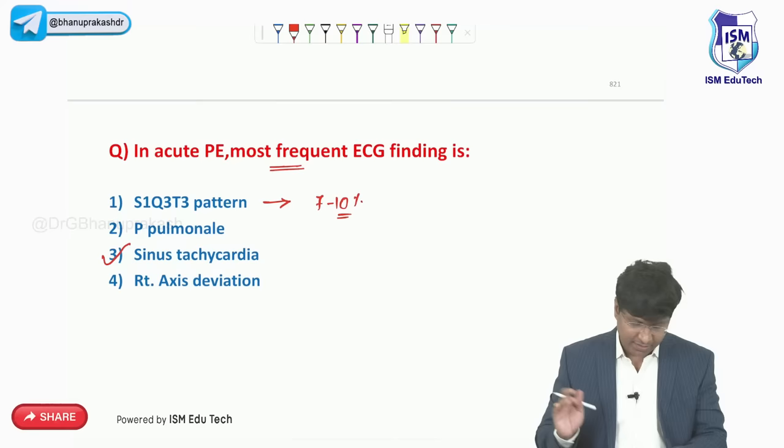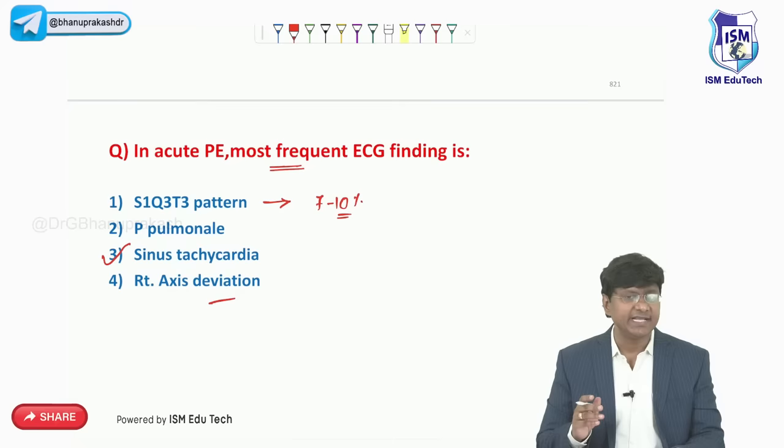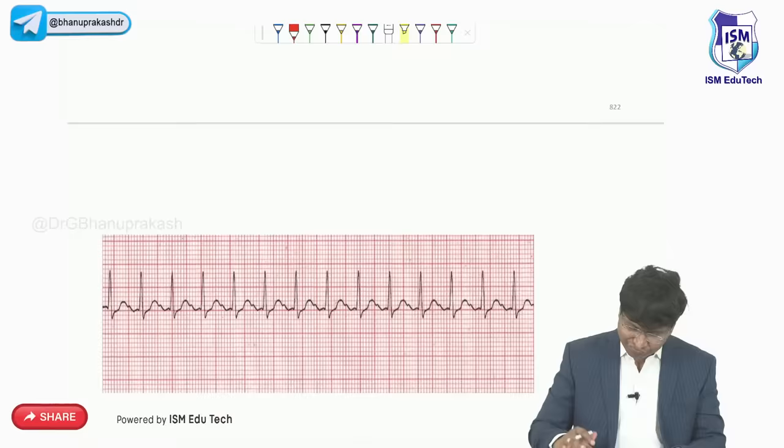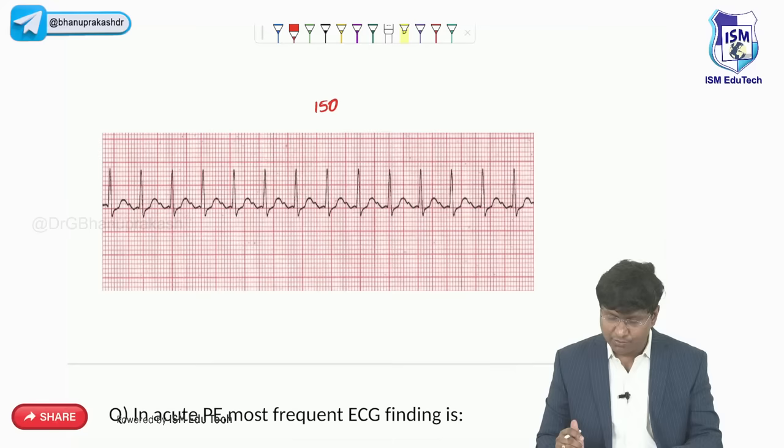Okay, right. So the most common ECG finding will be sinus tachycardia. And what are the other findings that you can have? Right axis deviation can be there, P pulmonale can be there, right bundle branch block can be there, and S1Q3T3 pattern is present only in 7 to 10% of patients. This is your sinus tachycardia, and if you calculate the heart rate, it is around 150. So 300 divided by the number of large boxes between the RR interval, there are nearly 2 boxes. So that will be 150 or more than 150.